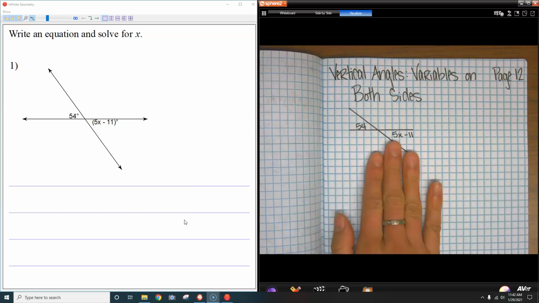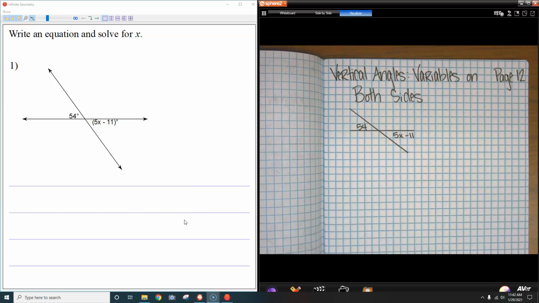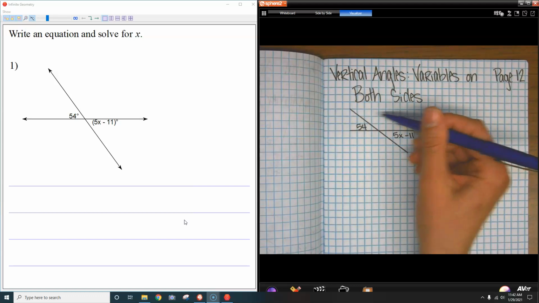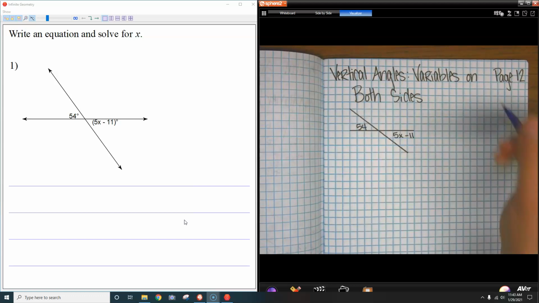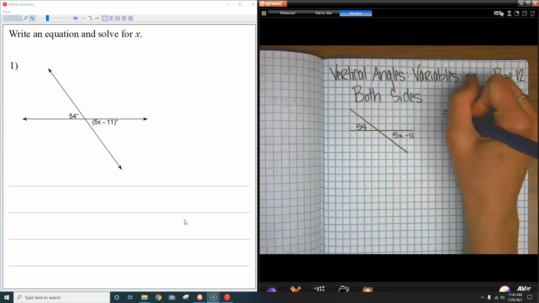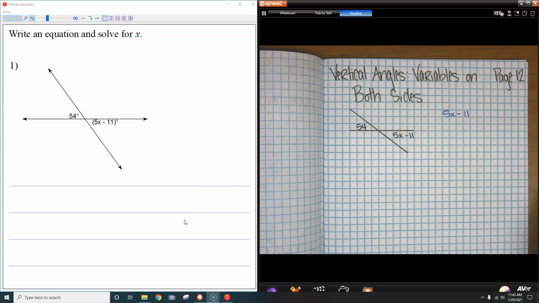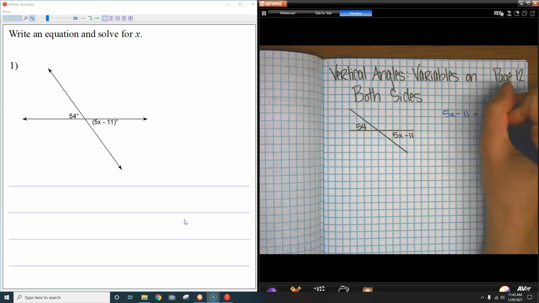So, this is an example of what we did during your last in-class day. I'm just going to solve it really quickly so that I can review what we know about vertical angles. Vertical angles are made when two lines intersect and make four angles. Opposite angles will be congruent. So, 5x minus 11 equals 54.